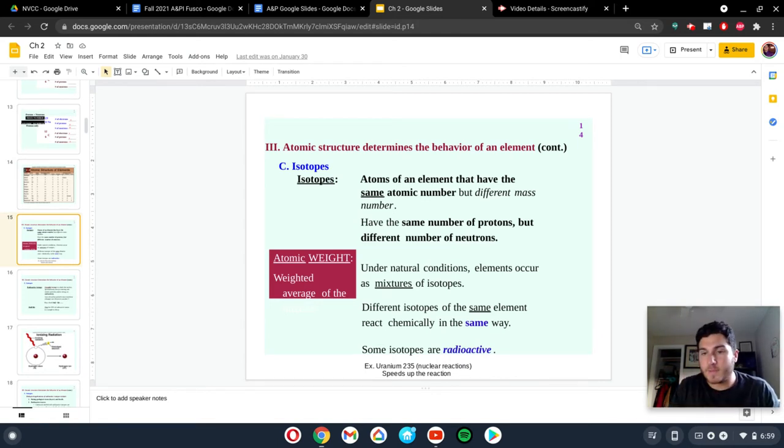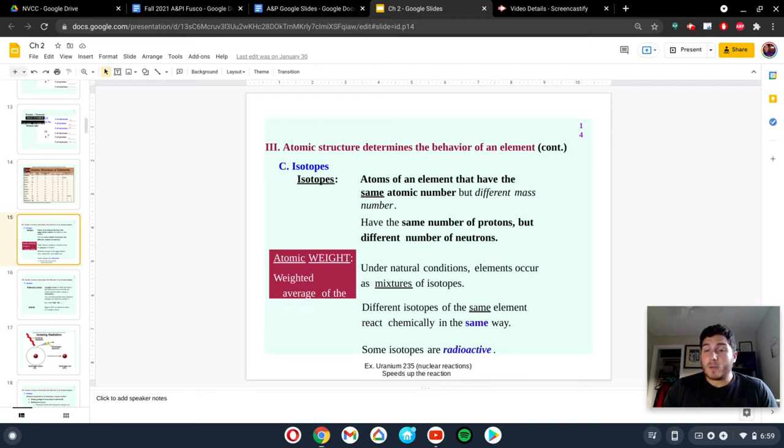So in the real world, if you look at the periodic table, for example, you will see that the atomic mass of these elements are like decimals. You're going to see numbers like, for example, 25.21. Where does the 0.21 come in? How do you have a fraction of a neutron? You can't do that. The reason why is because the atomic weight or the atomic mass of an element is the weighted average of the different isotopes that are out there.